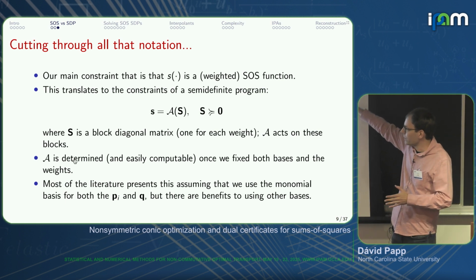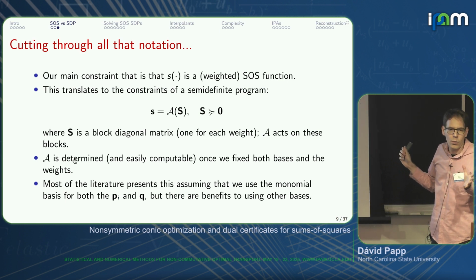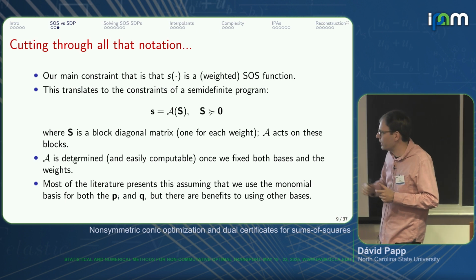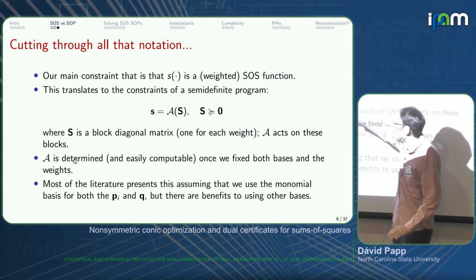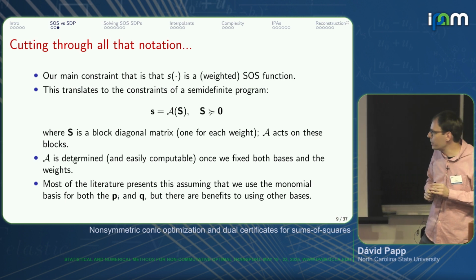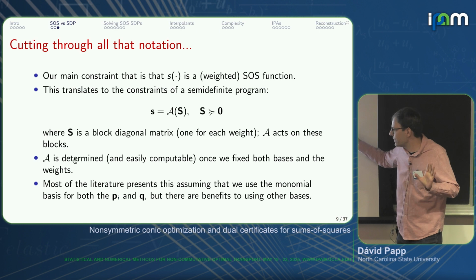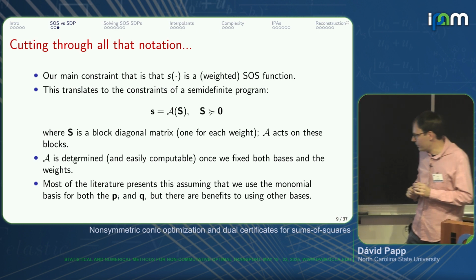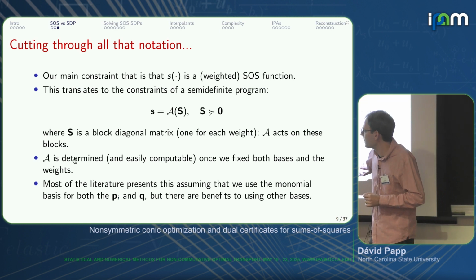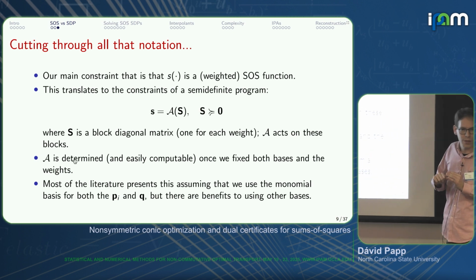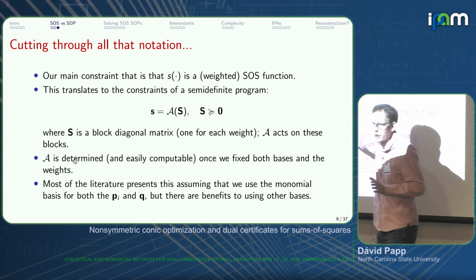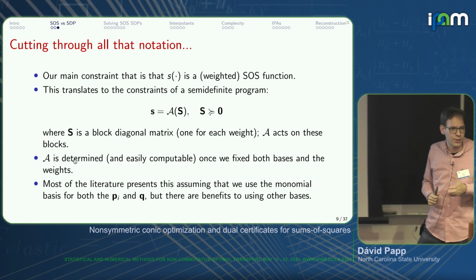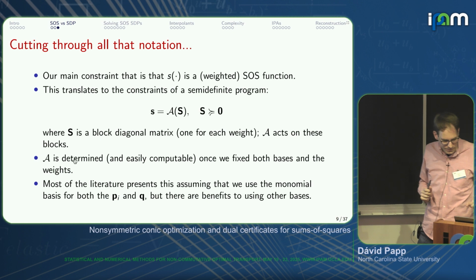And this is true also in the previous slide. I just assumed that we only have one weight, or there's no weights, but this works even in the weighted sums of squares case. And the important thing is that this linear operator A is something that can be determined and easily computed once we fix all the bases and the weights and everything. And if you've seen it in the literature, assuming that everything is monomial, that's how you end up with these nice Hankel matrices describing this A operator, but everything is completely analogous no matter what representation we use.